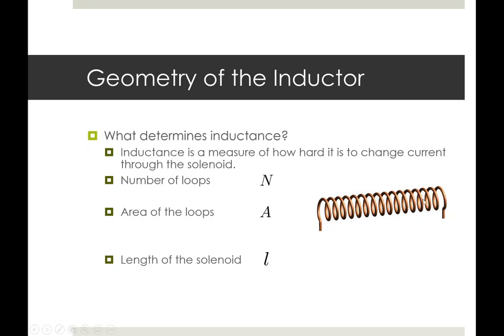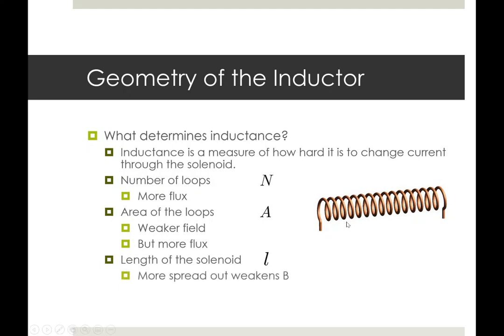And then the length of the solenoid, surprisingly, is going to make a difference as well. Maybe you think longer is bigger, but it's actually the opposite, because if you take the same number of coils and stretch them out over a larger length, you're spreading out the effect of that magnetic field, where you actually want them as compressed and tight as possible to condense and magnify that magnetic field effect. So more loops means more flux, area means a weaker field but more flux, and we'll see who wins there, and length means the spreading out of the B field.